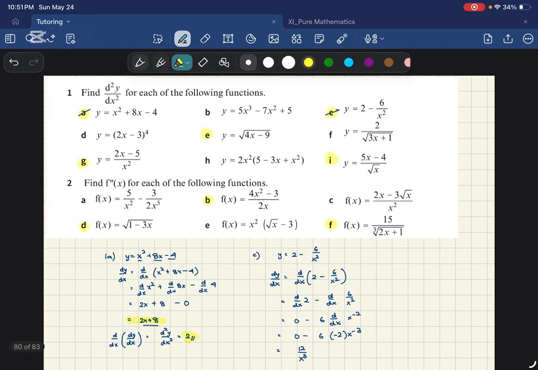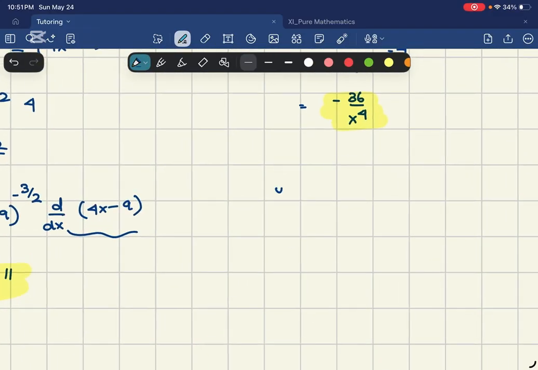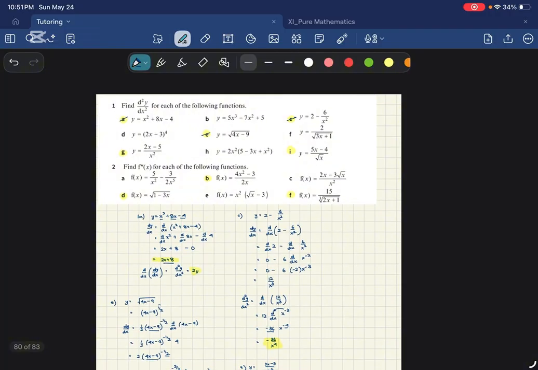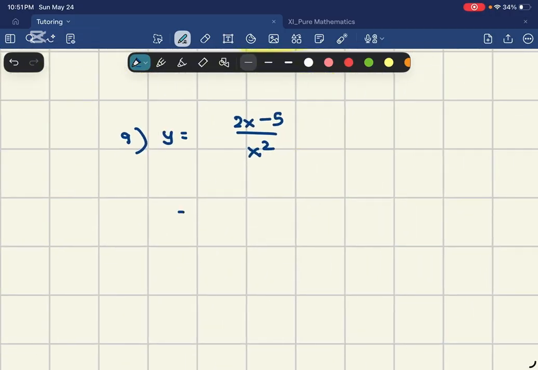So we are done with 3 questions. For g, you have y is equal to (2x minus 5) over x squared. Alright, so I can simplify this. I can write this as 2x over x squared minus 5 over x squared.